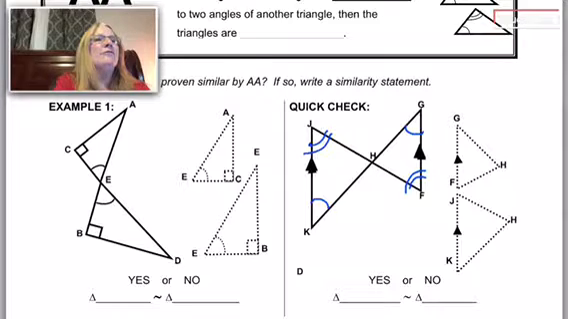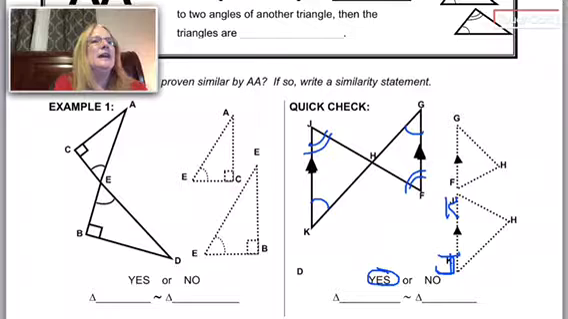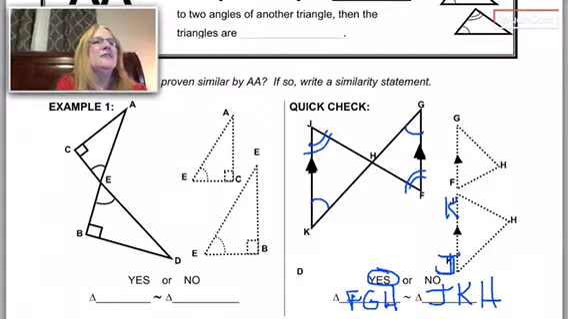So F lines up with J. So I would put my J down here, and I would put my K here, just for writing my statement. Yes, we have angle-angle similarity, and if we put F, G, H, the order of the next one has to be J, K, H. Okay?